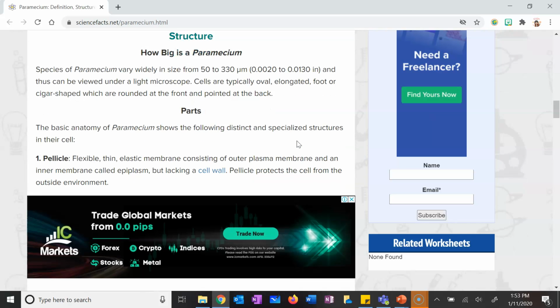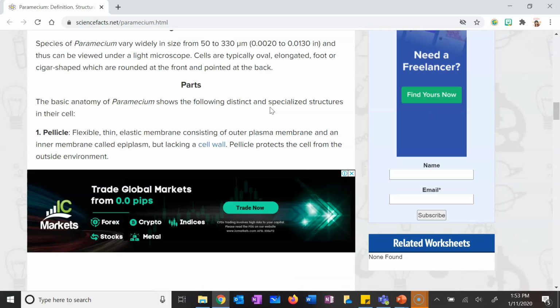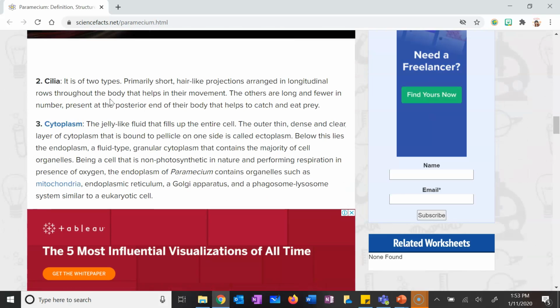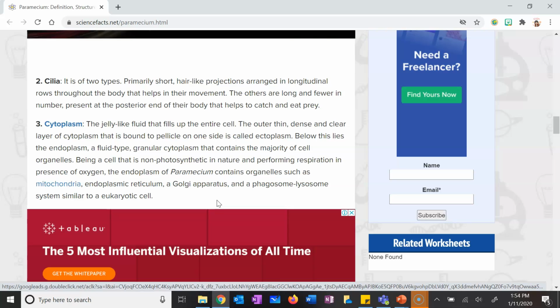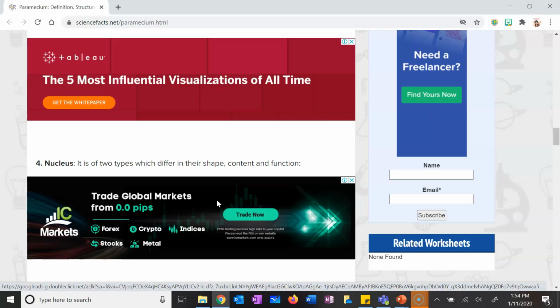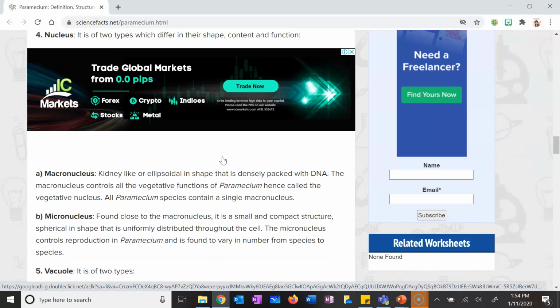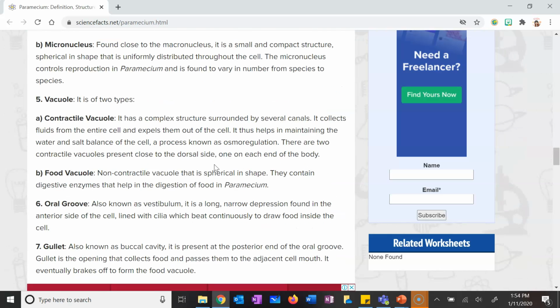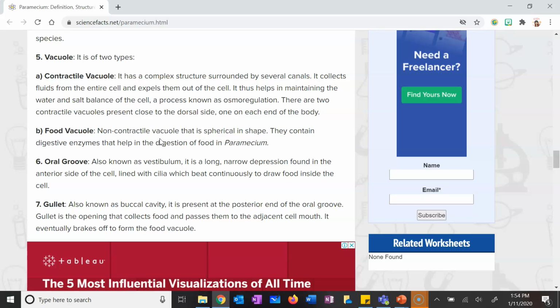We've got some information about its size. Now, we've got some information about its anatomy here, and it is important for you to have a background knowledge of their anatomy and what their different parts do. We will look at these further in class, but just taking a few notes about all their organelle would be very useful. Again, as we said, those two nuclei. Two different types of vacuole.